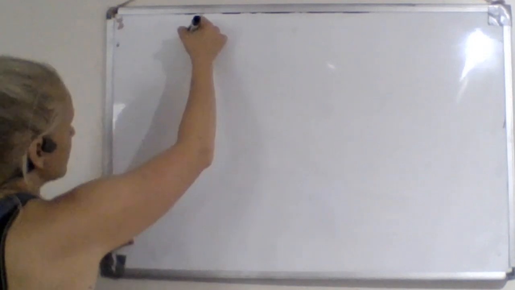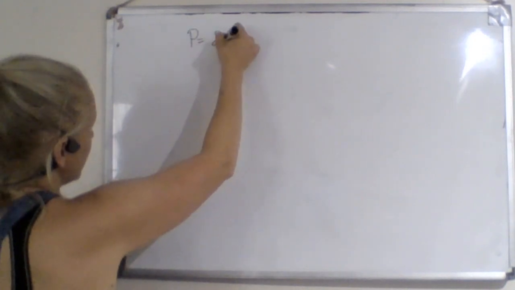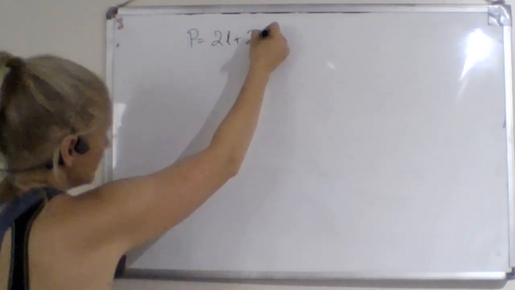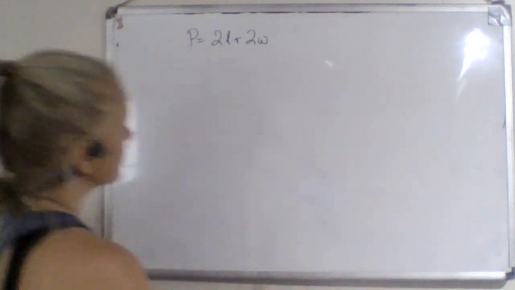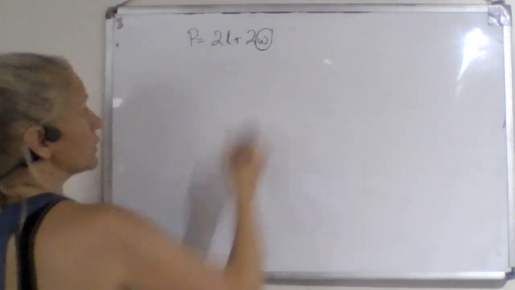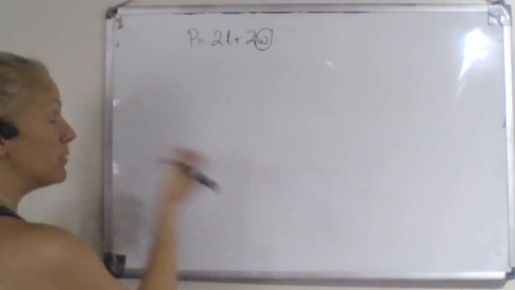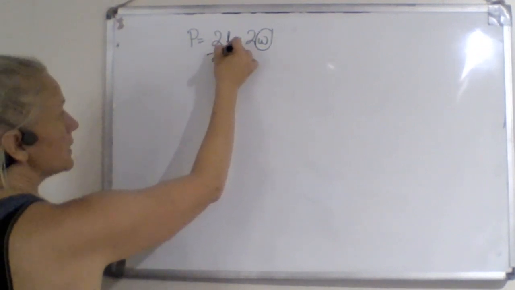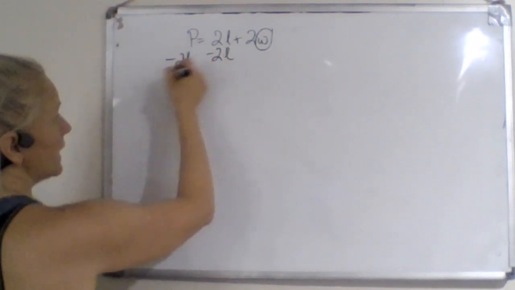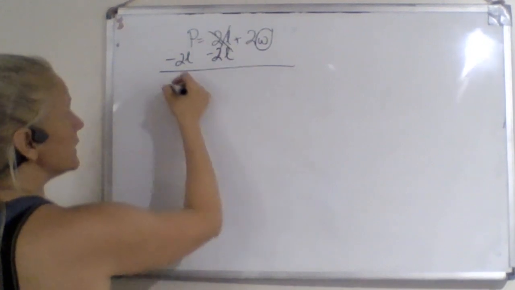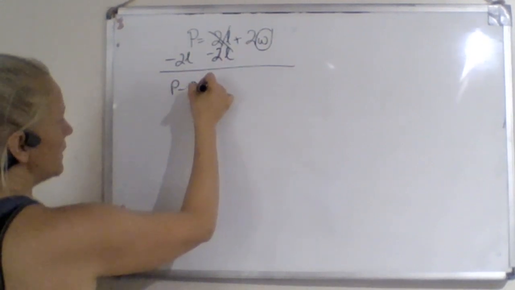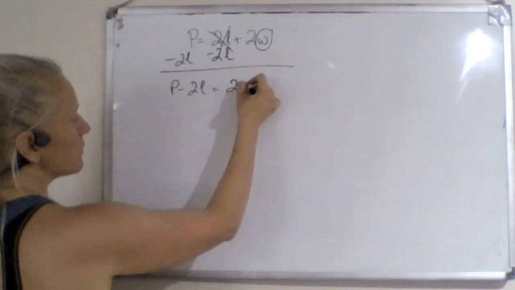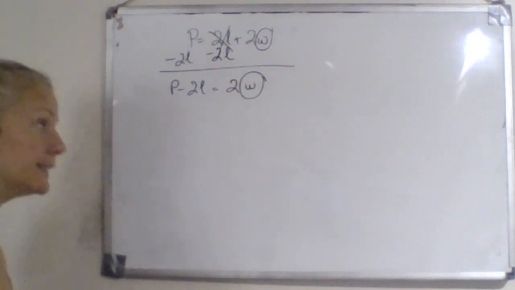You have the perimeter of a rectangle is 2L plus 2W, and they want you to solve for W. Same thing, we're going to just circle it. Anything that doesn't have W has to move. The first one is going to be the 2L, right? It doesn't have a W in it completely. This becomes P minus 2L equals 2W.